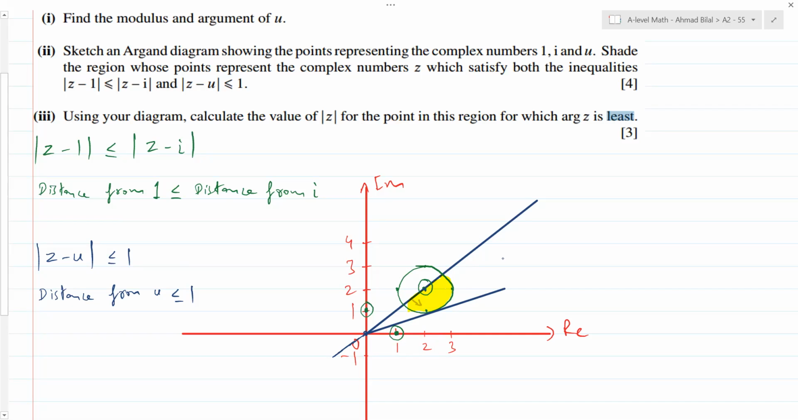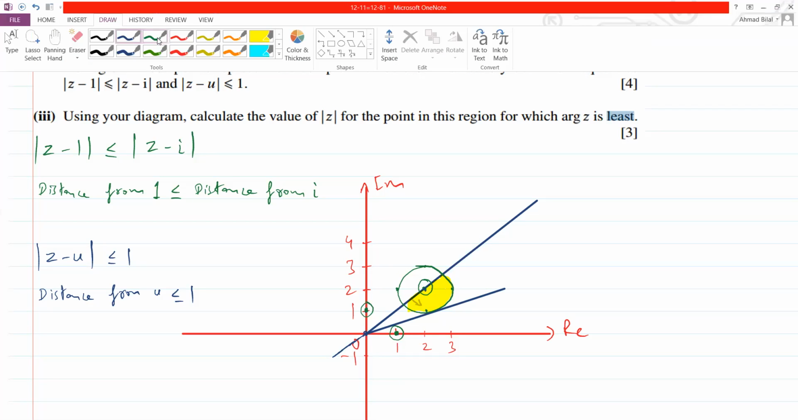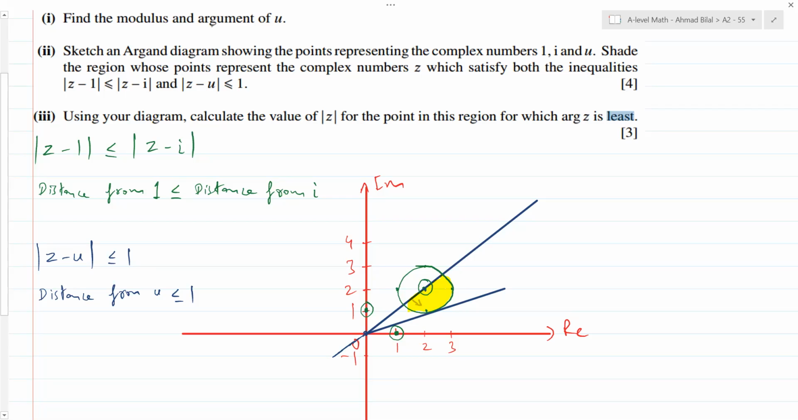Yes. So the least argument is going to be when it's just touching the circle like this. And so when we're touching the circle, we are barely in that shaded part. और आपका argument इससे थोड़ा सा भी नीचे होगा तो हम shaded part से बाहर चले जाएंगे. So lowest argument ये हो सकता है. ठीक है? अब for this point, हमें इसका modulus find करना है. Right? हमें इसका argument नहीं चाहिए, हमें इसका modulus चाहिए. That point is somewhere here.